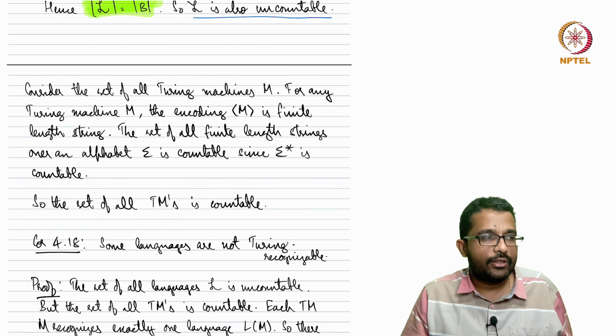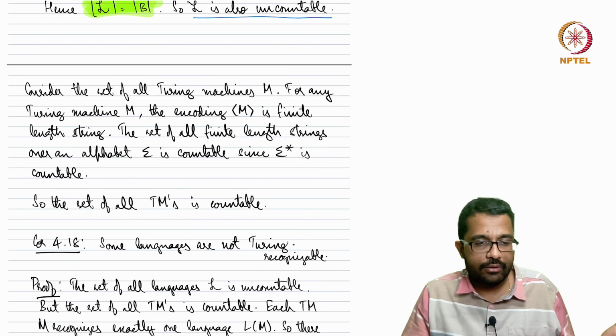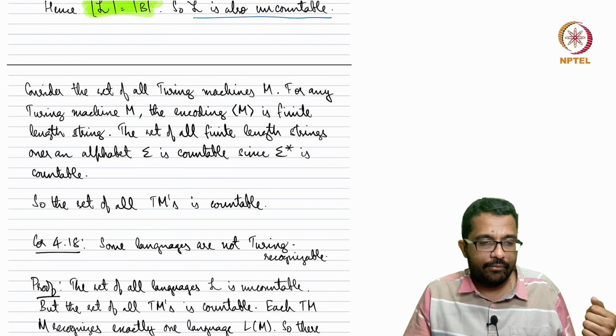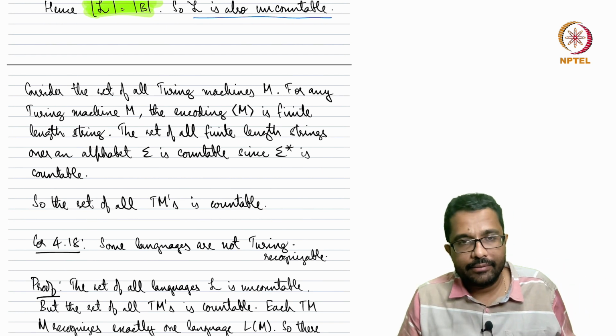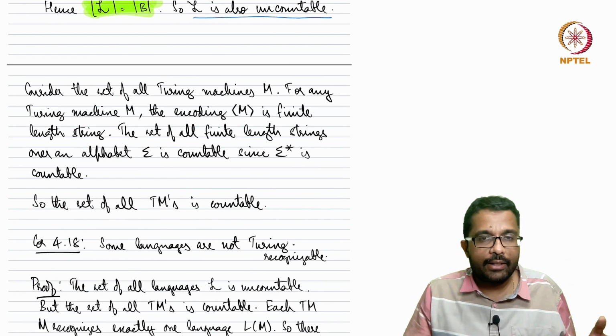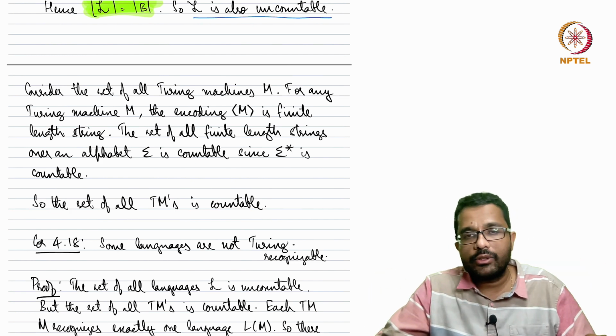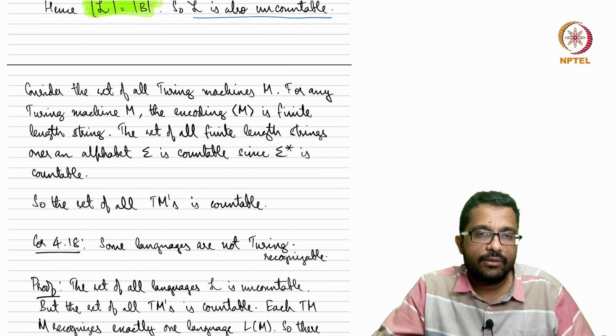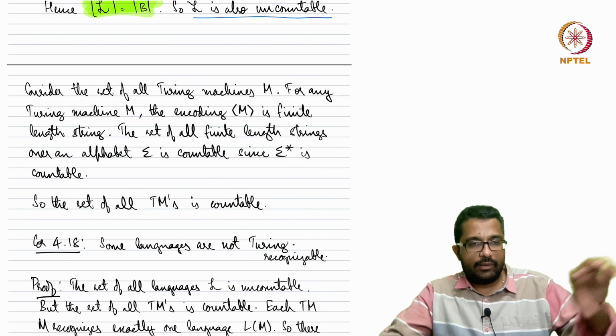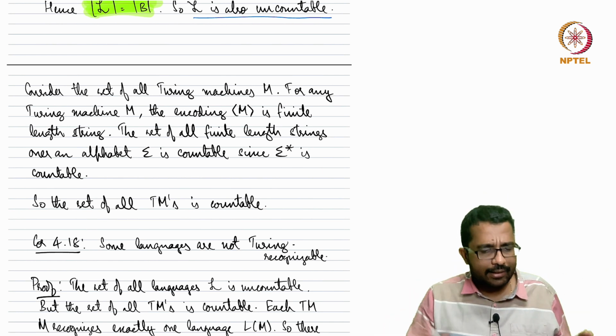So it is like this: suppose you have 10 mangoes and there are 11 people, right. Then when you distribute the mangoes, there has to be at least one person who will not get a mango, right. So that person is not mapped to any mango. It's something like that.